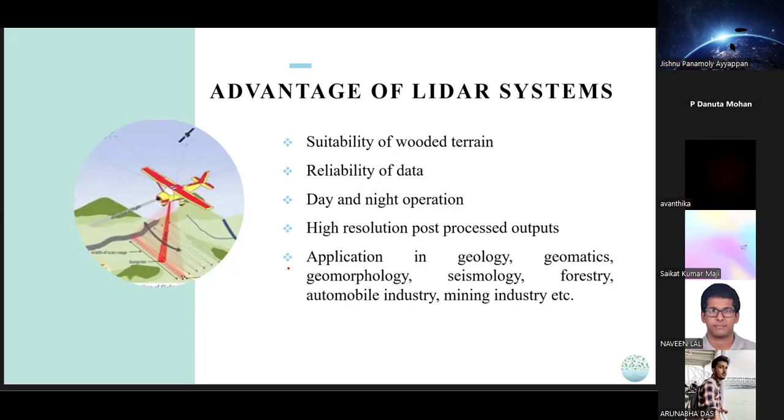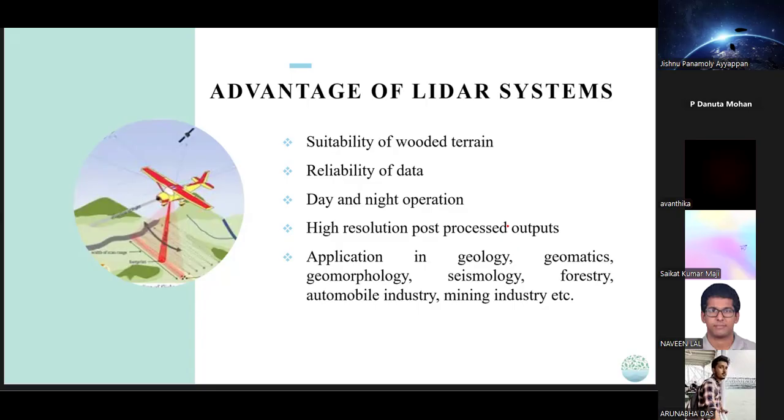Then LiDAR systems have a wide variety of applications. First comes geology, then geomatics, geomorphological studies, seismological studies, forestry, the automobile industry, the mining industry, etc. In geology, you can use laser scanners or LiDAR remote sensing to survey a terrain and generate geomorphological maps. You can study the terrain of an area for flood modeling, and you can use it for studying landslides.